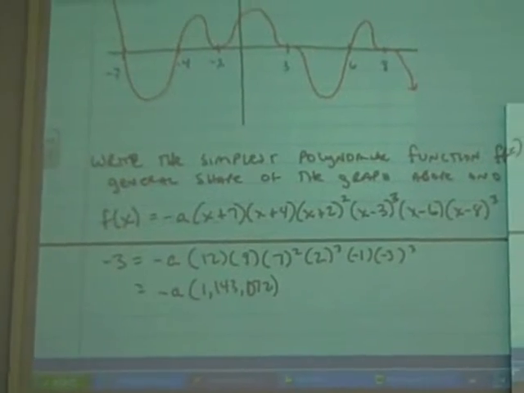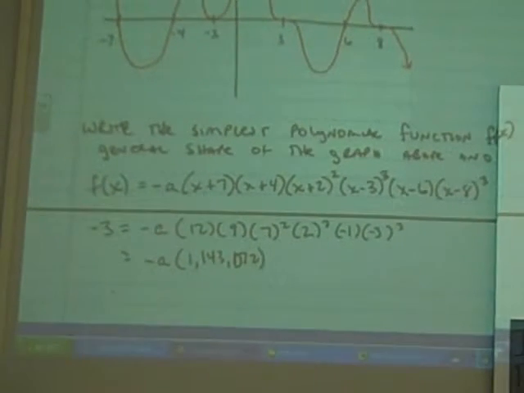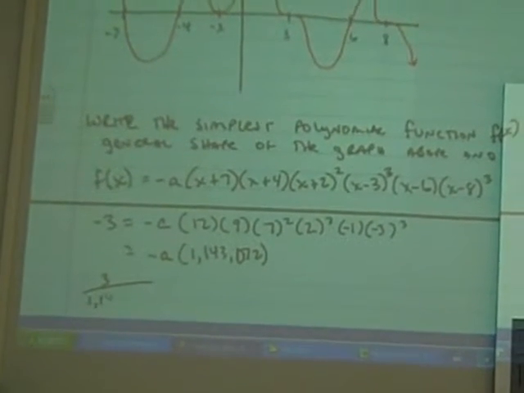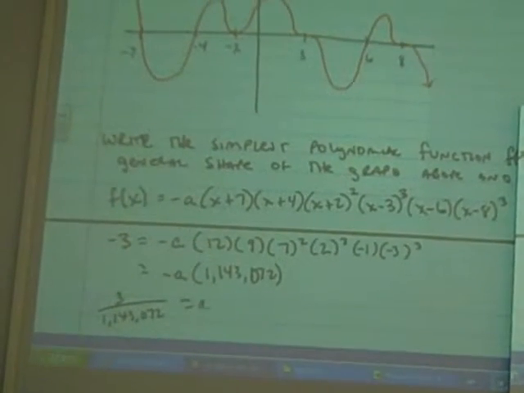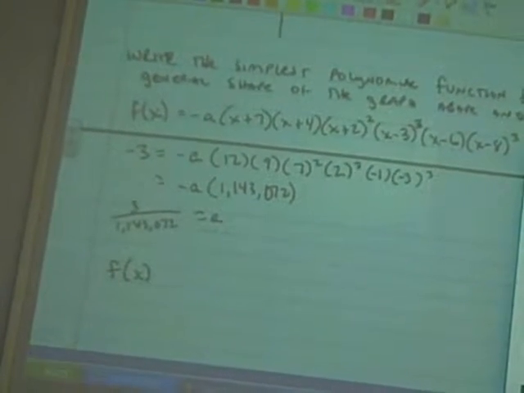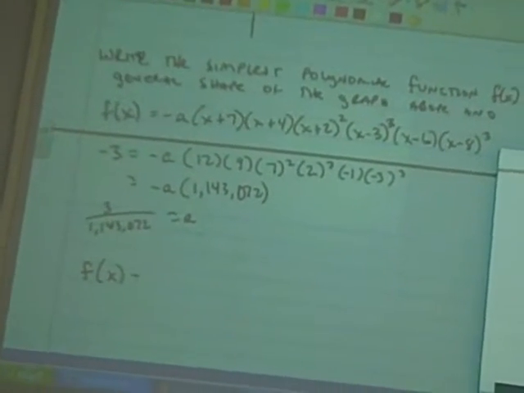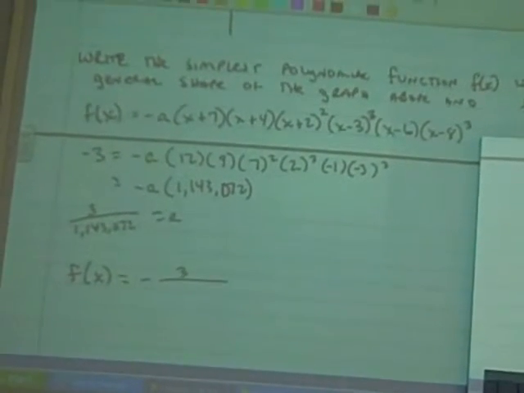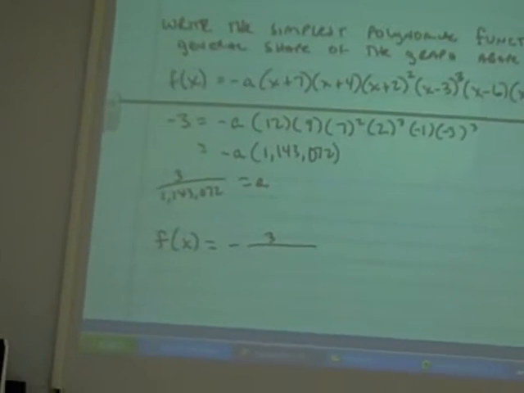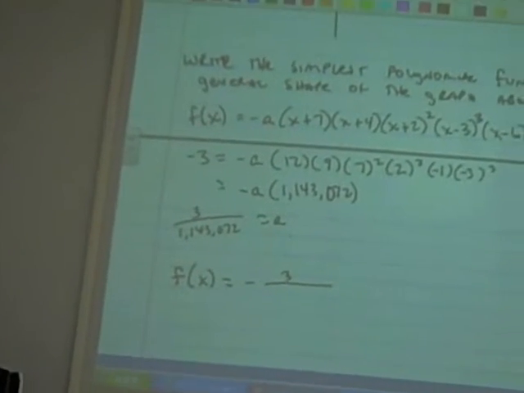Everybody get that? Alright, so what am I going to do to find A? Divide -3 by that big number. So I'm going to get 3 divided by 1,143,072 equals A. I divided both sides to get A by itself, right? By negative 1,143,072.